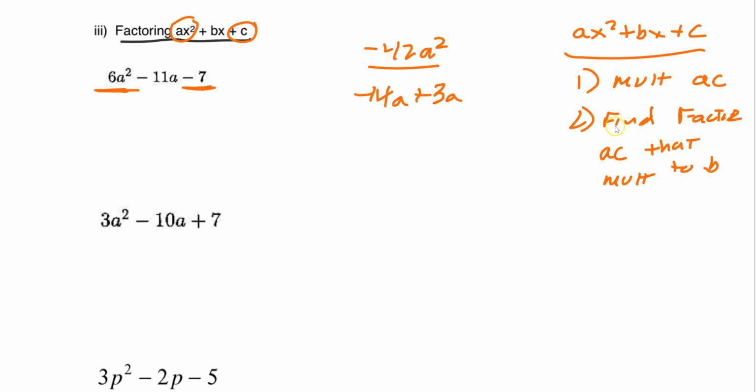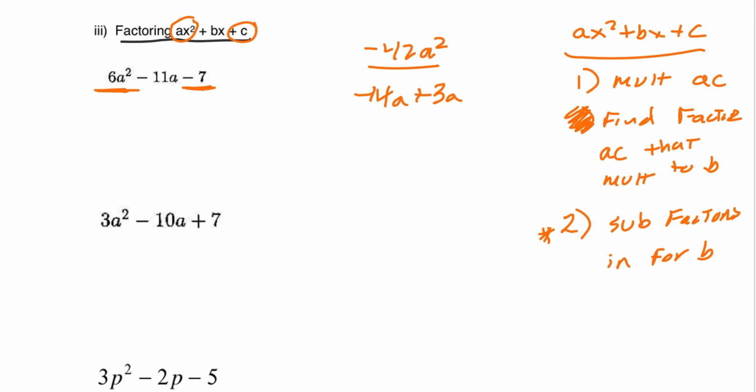So that's all normal, right? Step 1: multiply AC and find the factors of AC that combine to get B. I know I've said it like 20 times. Step 2, this is a new part. You're going to sub the factors in for B. So that's a new step.